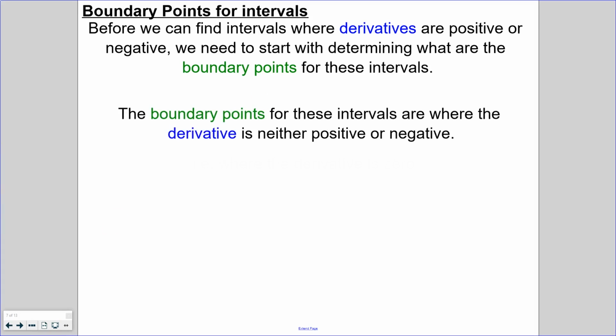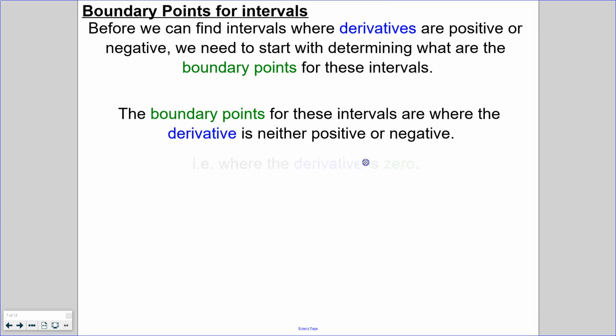So, the boundary points for these intervals are where the derivative is neither positive nor negative. Like I just said, we're trying to figure out where the function changes from a positive derivative to a negative derivative, and that will be a boundary point. So now we have to think, if it changes from positive to negative, these boundary points can be neither positive nor negative.